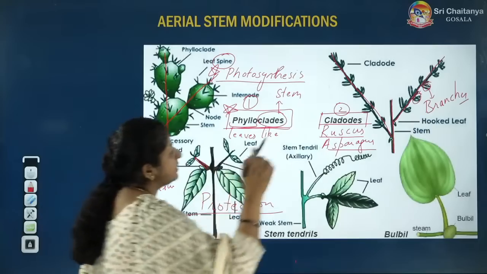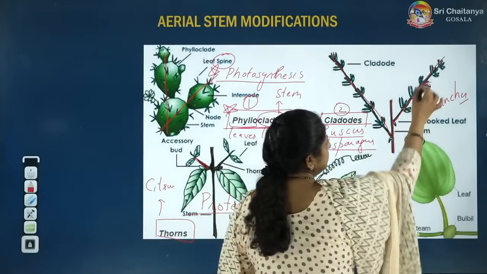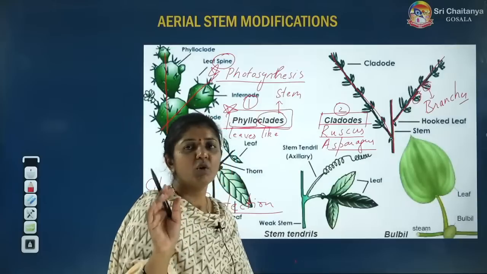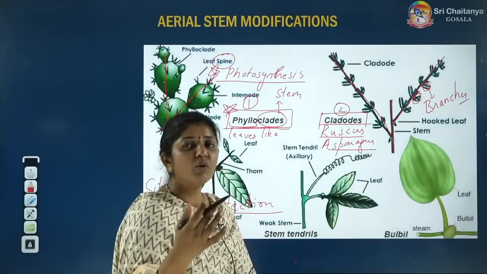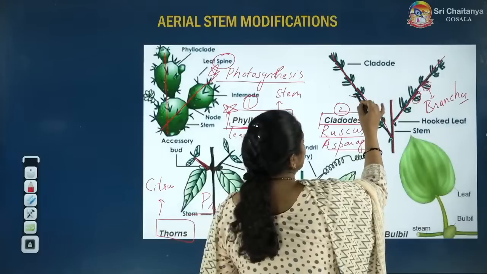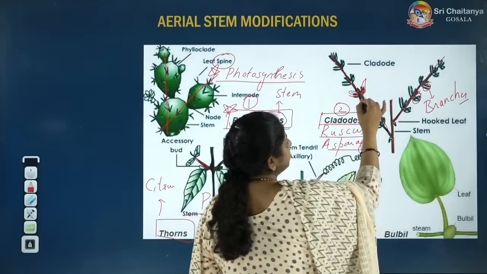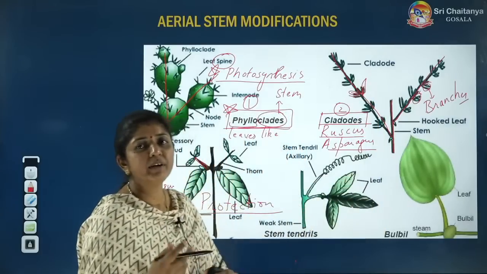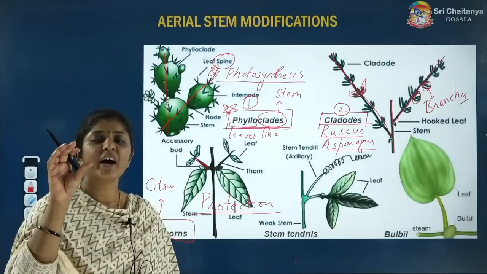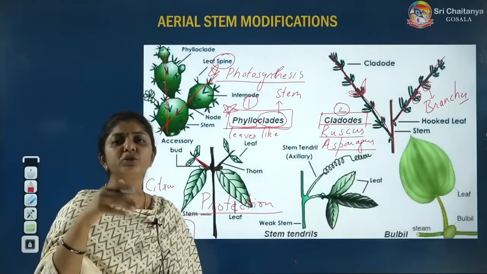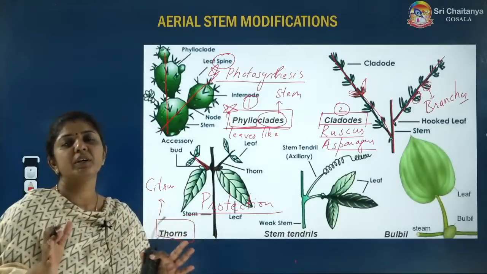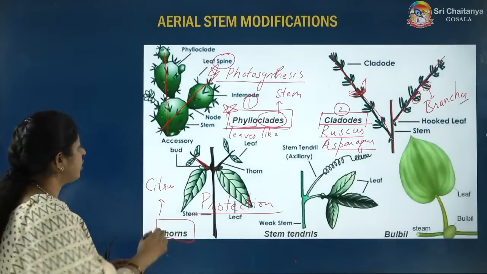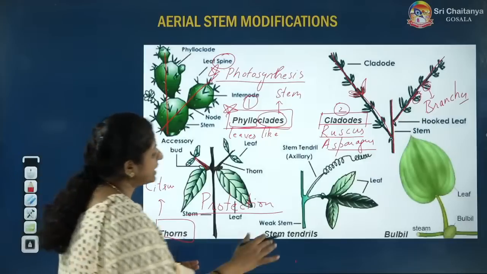Cladode, I repeat, the main stem remains as such. No photosynthesis. Only in the young stage when it is green it is photosynthetic. But now the branches become like leaves. Not exactly the shape of a leaf, but it becomes like a leaf. Why? Because it has the pigments to perform photosynthesis. So cladode is what? Where branches become photosynthetic. Fine. Thorns are for protection.